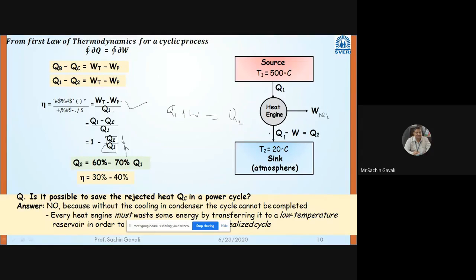And this Q2 cannot be 0, it should have some value. We cannot make it 0. If it were made 0, then efficiency would become 100%. But Q2 should have some minimum value, and then efficiency will be maximum.